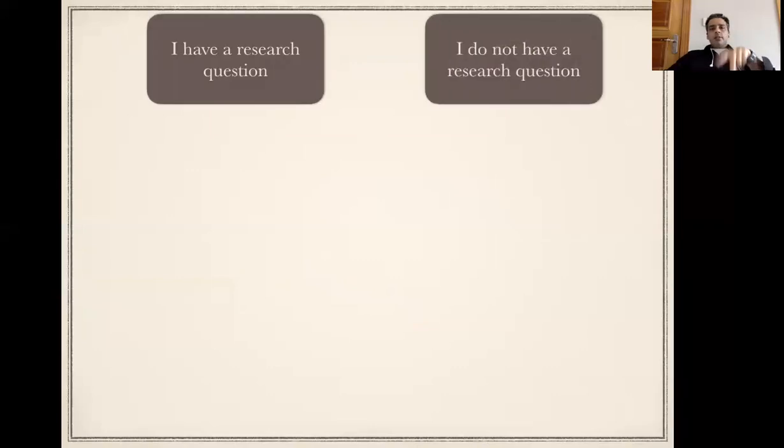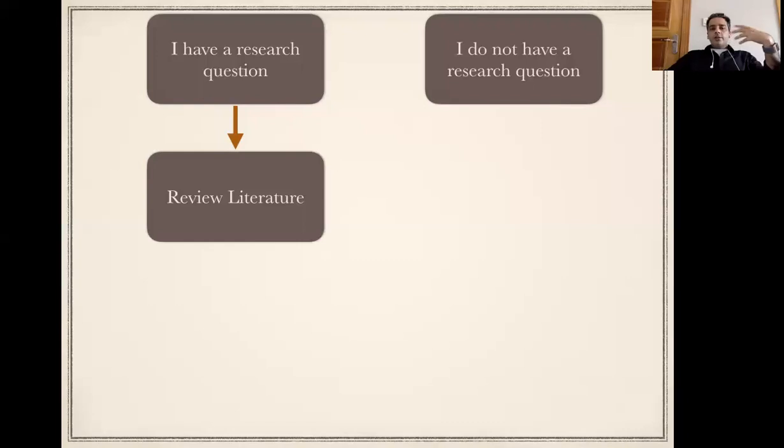There are two pathways we generally follow. First of all, if you think you have a research question from the first strategy, from your personal knowledge, the second step for you would be to go and review the literature in that specific discipline. That would be your second step.